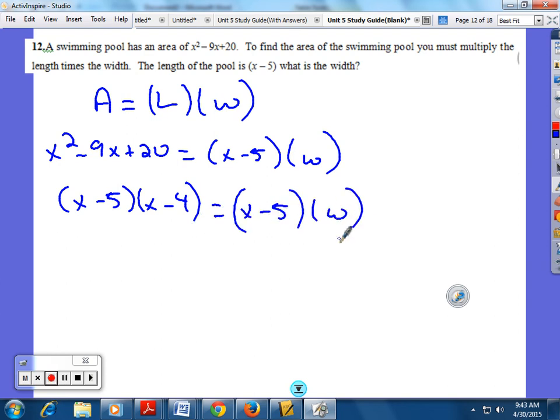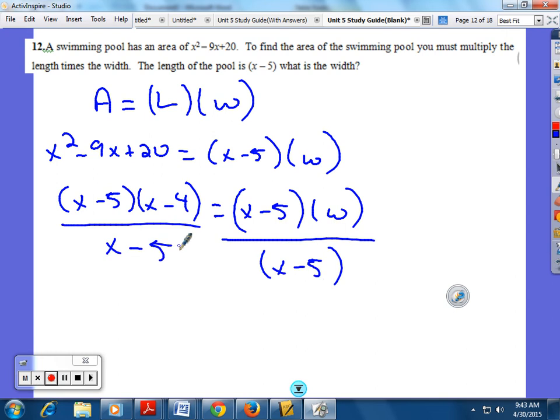Now we know to get w by itself, we need to do the opposite of multiplication, which is division. What we do to one side, we must do to the other, and then cancel what we can cancel. x minus 5 divided by x minus 5 is just 1. So I'm left with x minus 4 equals w.